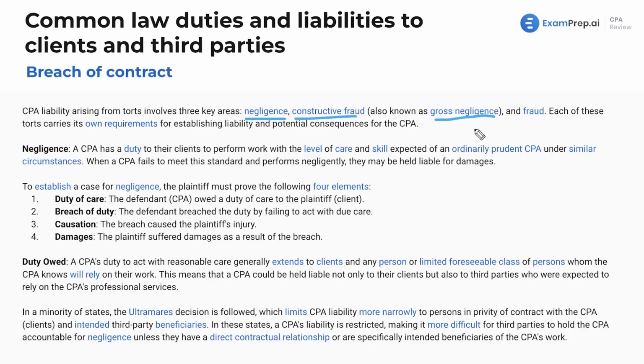Again, we'll see this in business law as well, so it doesn't hurt to get a jump on it now. And then you've got good old regular fraud. Each of these torts carries their own requirements for establishing liability and potential consequences for the CPA. Let's talk about negligence first.